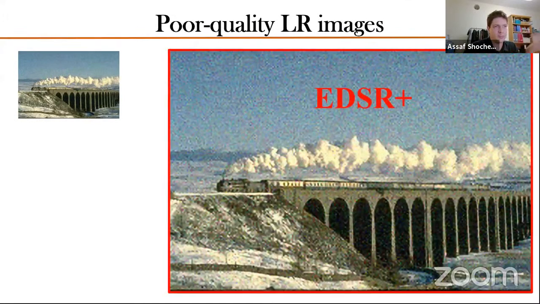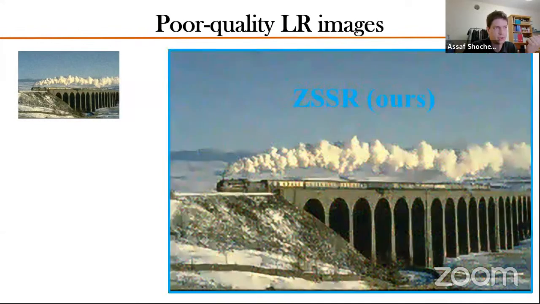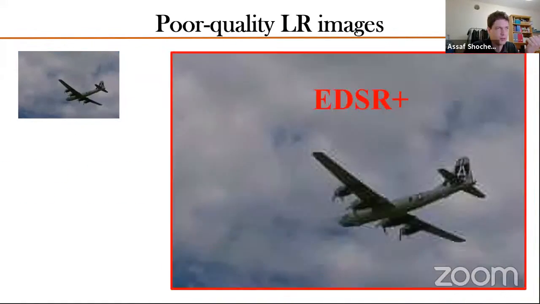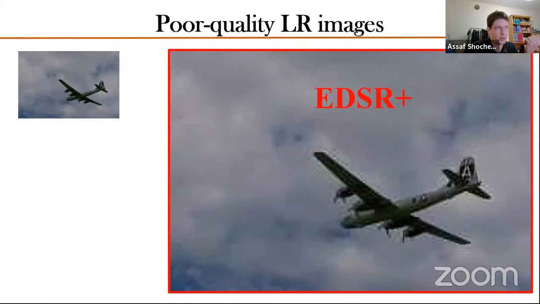And for noisy examples, externally trained networks just amplify high frequencies, so they actually make it even noisier. And we were able to get a much cleaner super resolution result. And here's an example for severe JPEG compression. Again, externally trained super resolution only makes it worse, and we were able to clean it.